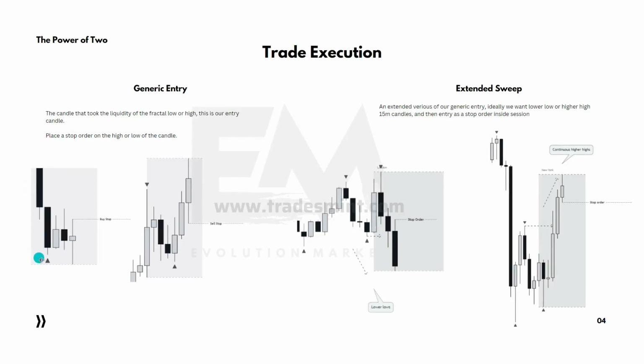In this sense here, we've got a liquidation of a 15-minute fractal low, and this is the candle that took that liquidity. Therefore, we want to put a buy stop on the high of that and wait for it to get tagged. Here we've got a fractal high. This is the candle that took liquidity. We want to put a sell stop on here and wait to be tagged.